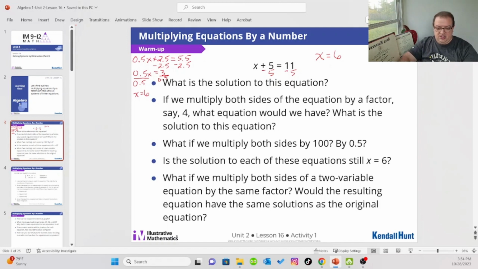Is the solution to each of these equations still x equals 6? Yes, it is, and we just showed that. What if we multiply both sides of a two-variable equation by the same factor? Would the resulting equation have the same solutions as the original equation? As long as we are doing the same thing to both sides, we are still creating an equivalent equation.